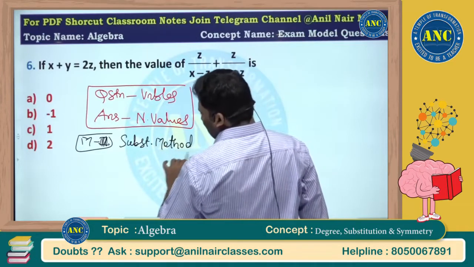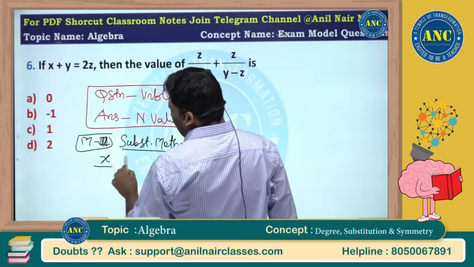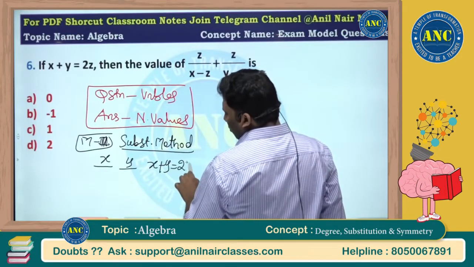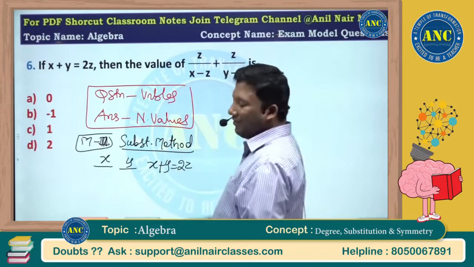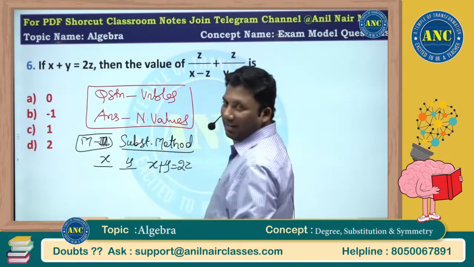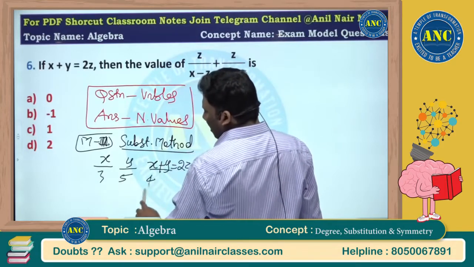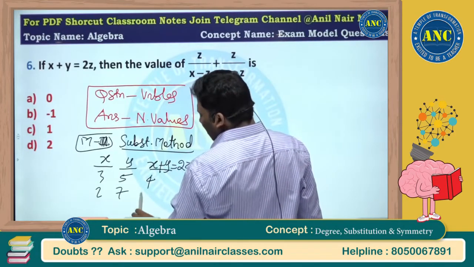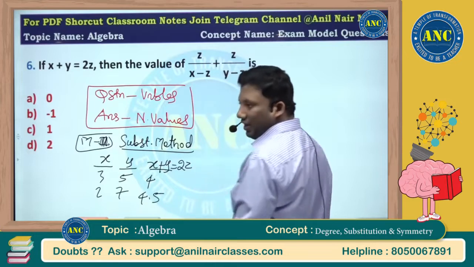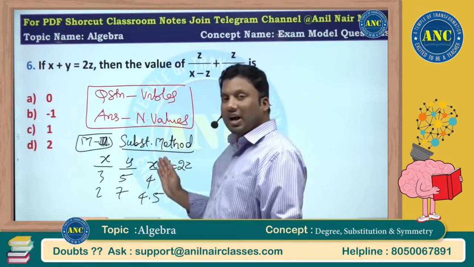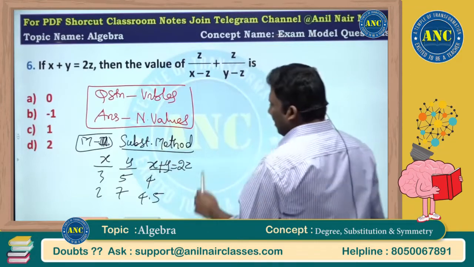Just now we discussed the substitution method. x is there, y is there, x plus y is equivalent to 2z. 2z is an even number, so even plus even is even, or odd plus odd is even. 3 and 5, z is 4. 2 and 7, here it will be 4.5. I can substitute any value for x and y and I will get the corresponding values of z.